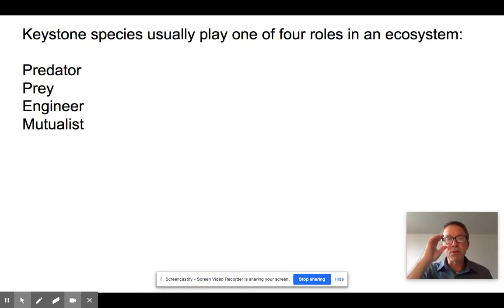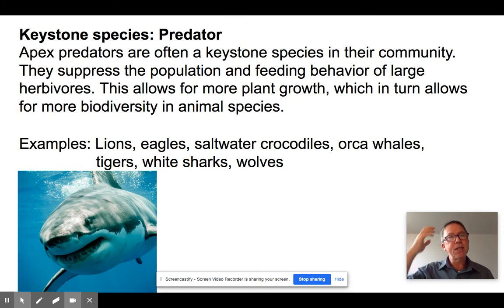Okay, so generally speaking, we find that keystone species, these super important ones in a given ecosystem, come down to one of four different roles that they play. They could be predators, they could be prey items, they could be what we call engineers, which is sort of a loose term, but basically organisms that build things, and then a mutualist. Let's start with predators. Okay, so the thing about predators, and we're usually talking about an apex predator, like a wolf or a shark or a lion.